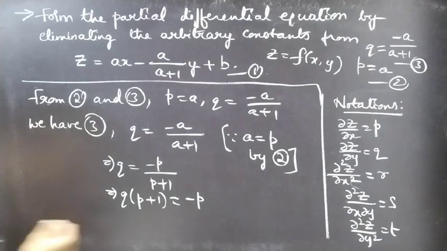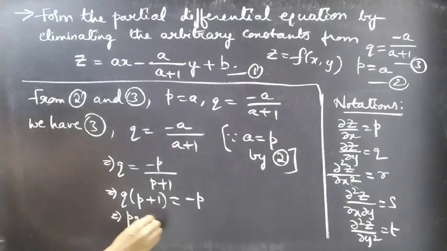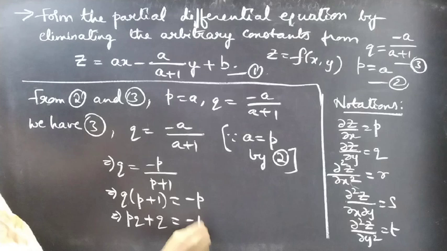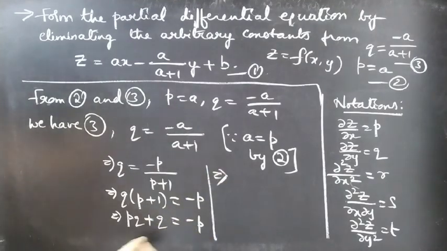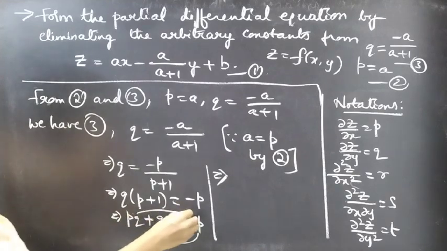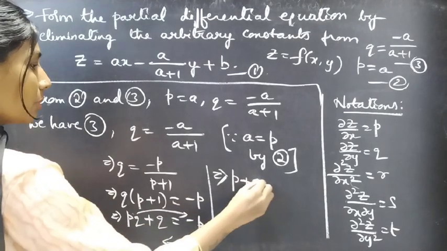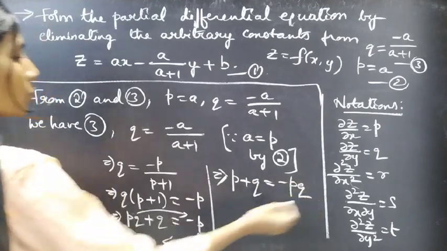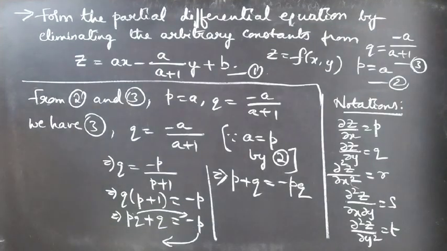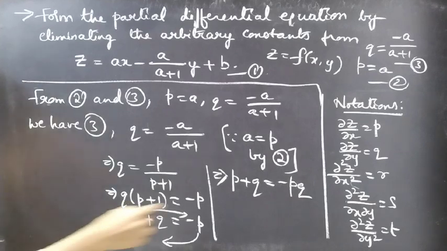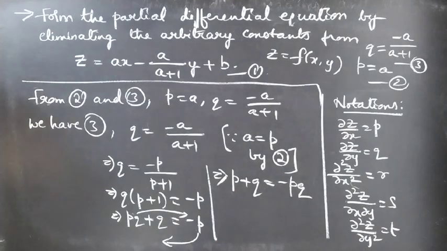Okay, now simplify it. pq plus q equal to minus p. Now bring this minus p to LHS and take this pq to RHS. You'll get p plus q equal to minus pq, right? Which does not involve any arbitrary constants and is a function of pq. That is, here we have p and q and there are no arbitrary constants.